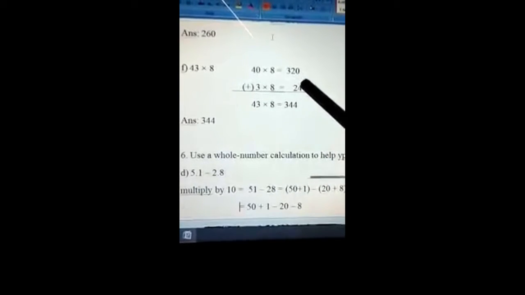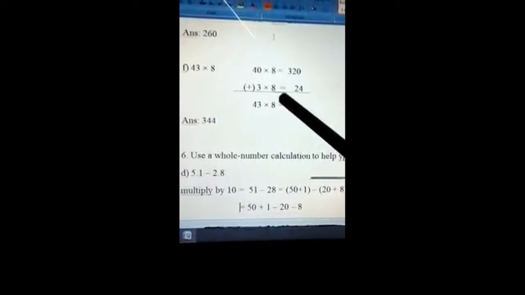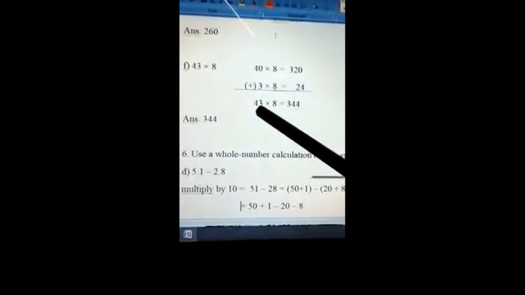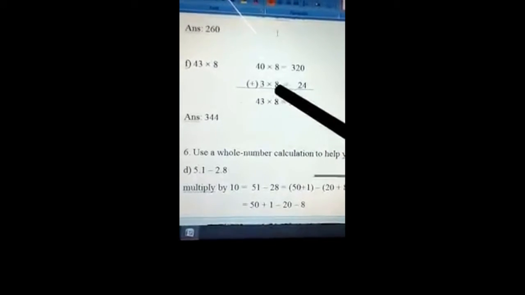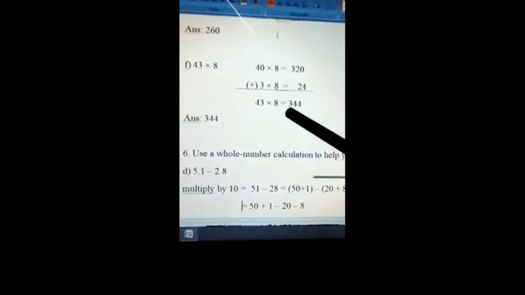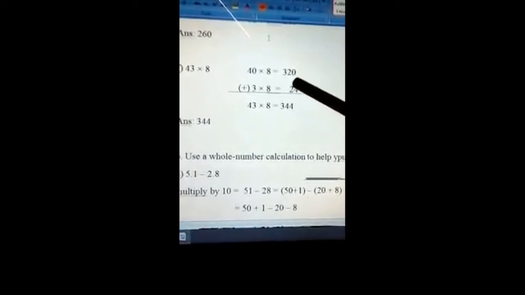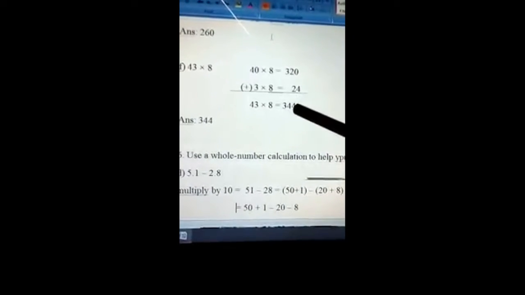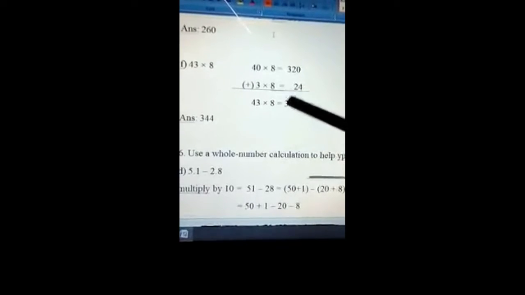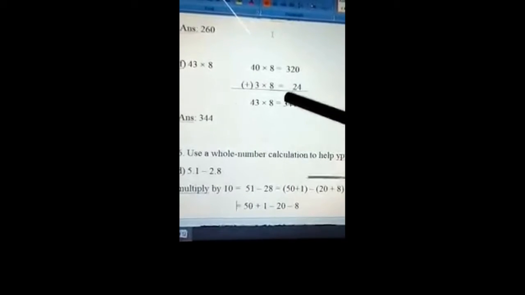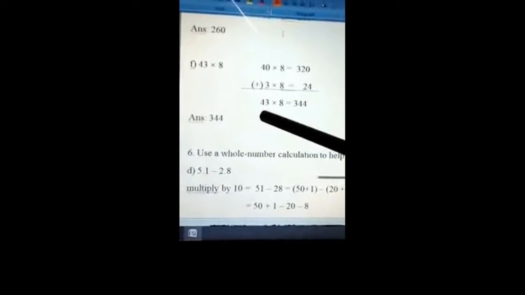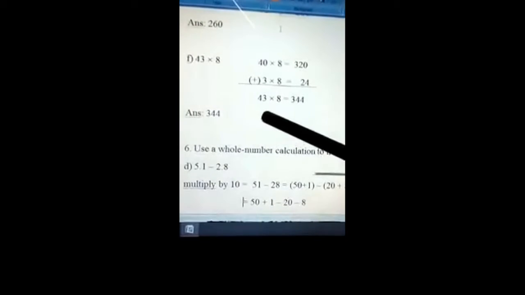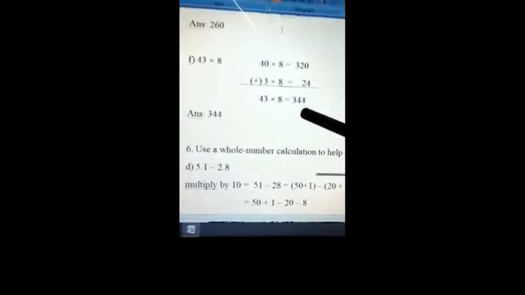40 into 8 is 320, 3 into 8 is 24. Over here, add 40 plus 3, 43, into 8, is equal to, now we'll add these numbers. 0 plus 4 is 4, 2 plus 2 is 4, and 3, we don't have any number over here, so we'll write 3 over here, so 344. Now the whole thing looks like this. 43 times 8 is equal to 344. Our answer is 344.